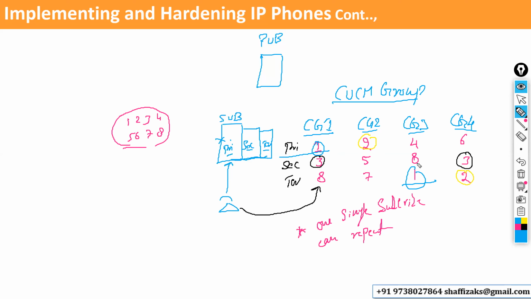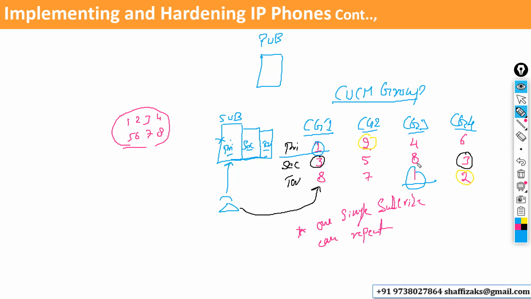Getting the point? Here I'm acting as a primary, but in another group I'm not a primary. I'm tertiary or secondary. That means I'm a backup. I'm not in active mode, I'm in passive mode. Active, passive, we have this. That's how you are going to design your CUCM groups.